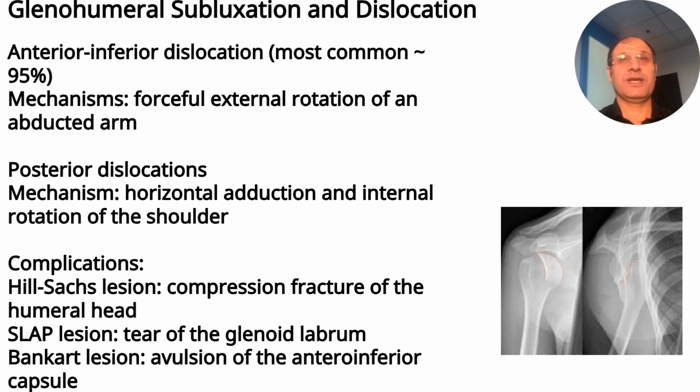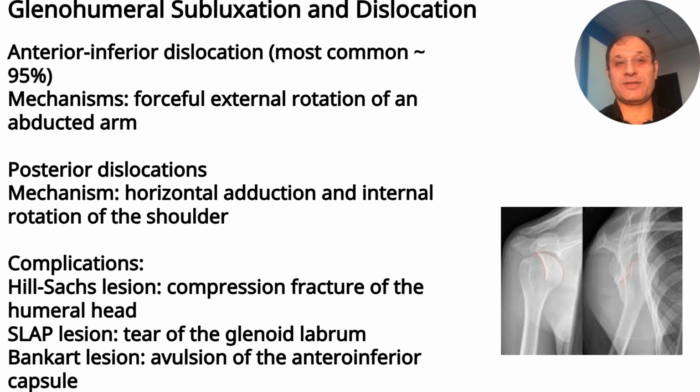95% of shoulder dislocations occur in the anterior-inferior direction. Anterior-inferior dislocation typically results from forceful external rotation of an abducted arm, leading to damage in the inferior glenohumeral ligament, anterior capsule, and sometimes the glenoid labrum.